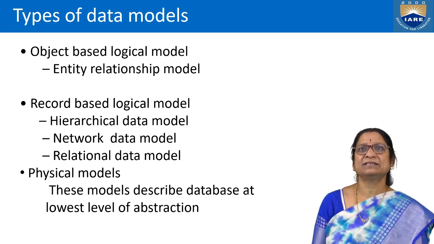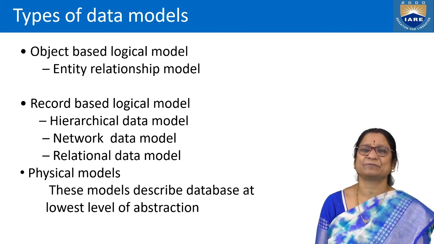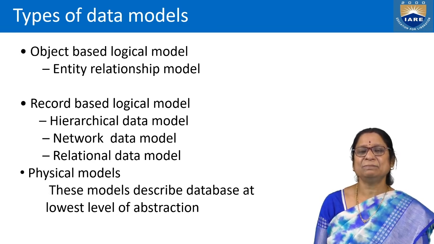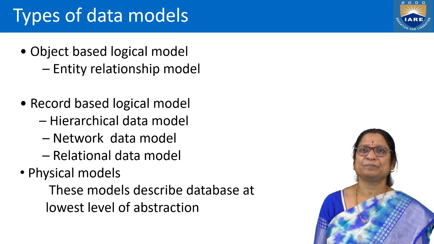The example for this object-based logical model is the entity relationship model. The building blocks of this entity relationship model are two basic building blocks, entities and relationships. And the second category, record-based logical model. In this category, all models are based upon the record structure. That is, the building block is the record. What is a record? A record is a collection of fields. Every model is based upon the record.